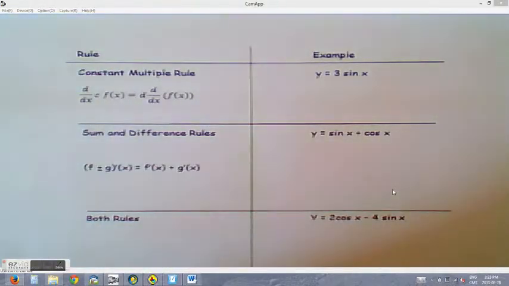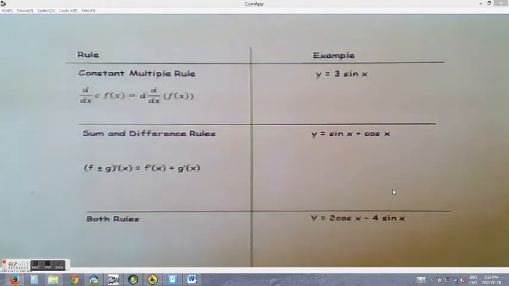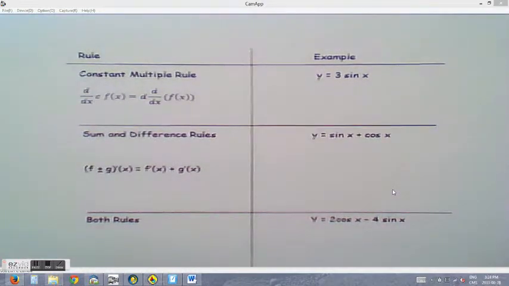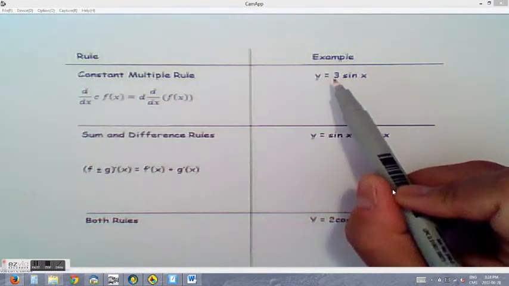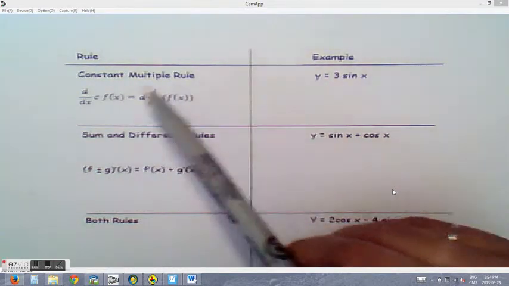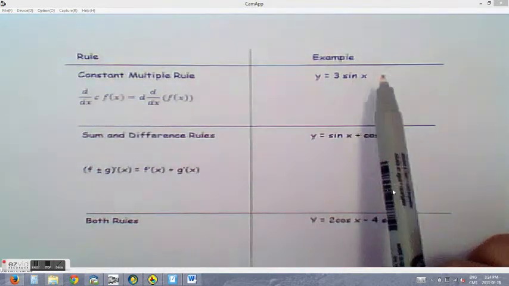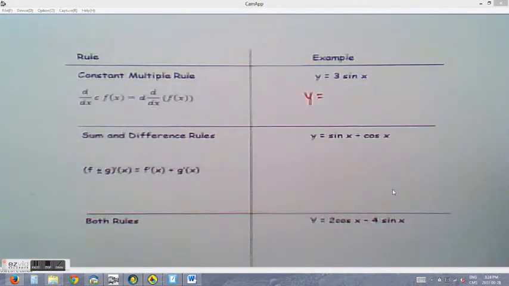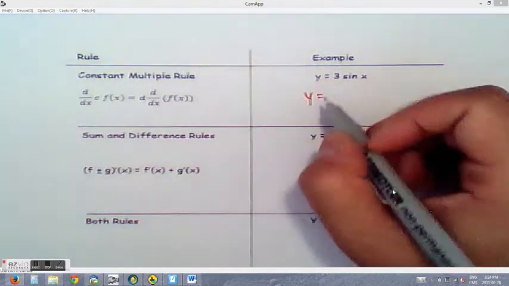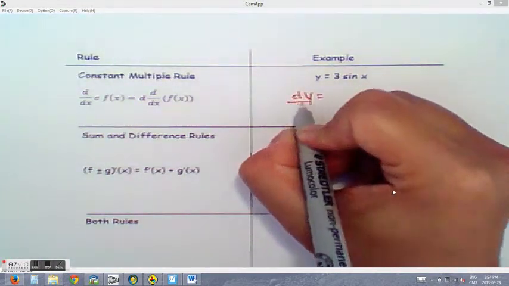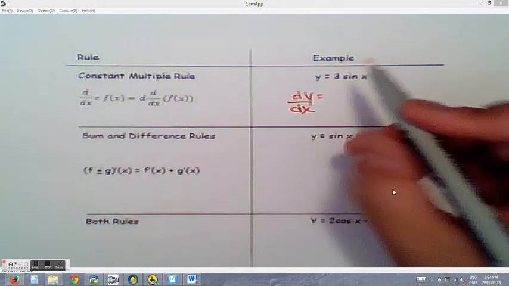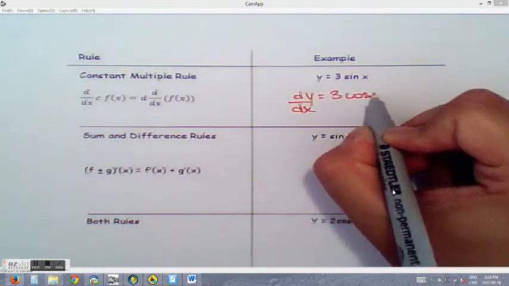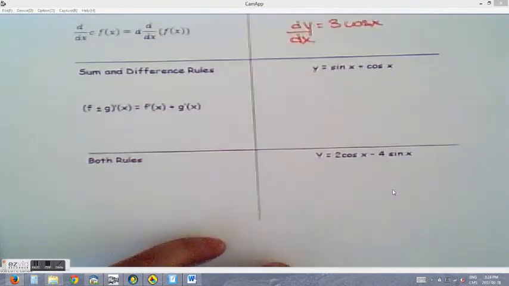Let's take a look at some of the simple rules involved in differentiating sine and cosine functions. The first rule we're going to look at is the constant multiple rule. If there's a constant out front, we would simply pull the constant out front and just differentiate the function behind the constant. So in this example, y equals 3 sine x, dy by dx is just 3 cosine of x.